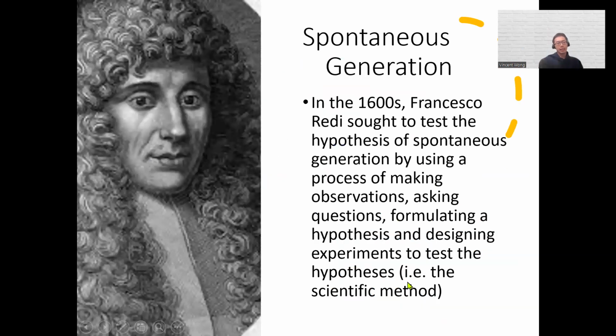So there is this guy in the 1600s. His name was Francesco Redi. He wanted to test the hypothesis of spontaneous generation. He didn't believe in spontaneous generation, right? He thought it was nonsense, and that living things cannot arise from non-living matter, right? So he used the process of making observations, asking questions, formulating hypotheses, and so on and so forth, right? He essentially created the scientific method that we were talking about in today's class to test the theory of spontaneous generation.